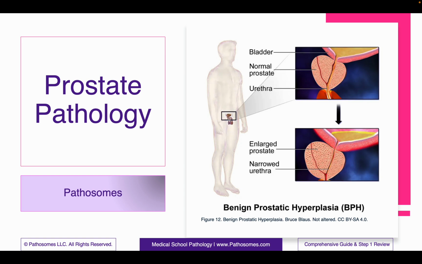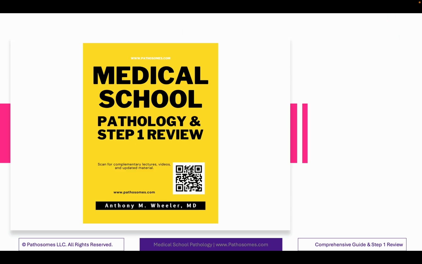Now, what's going on in this cartoon image here? Something with the bladder? No. Something with the prostate? Yes. We're going to be discussing this and much more in this presentation on prostate pathology.